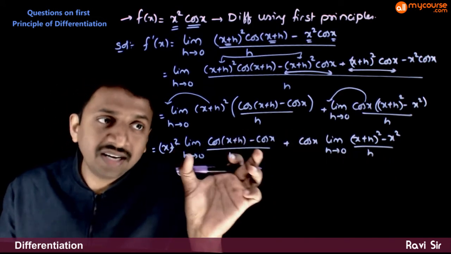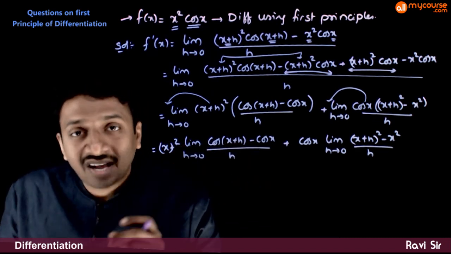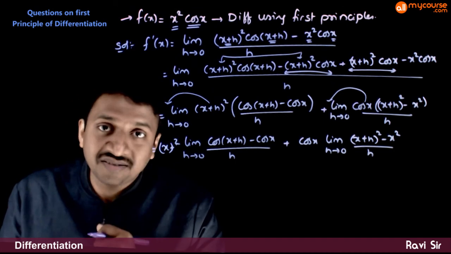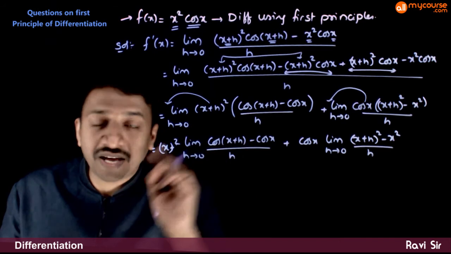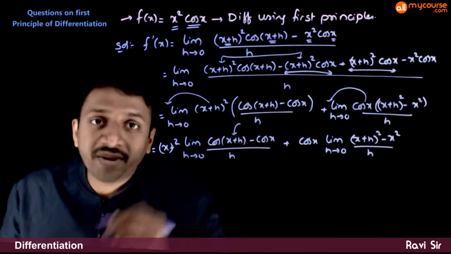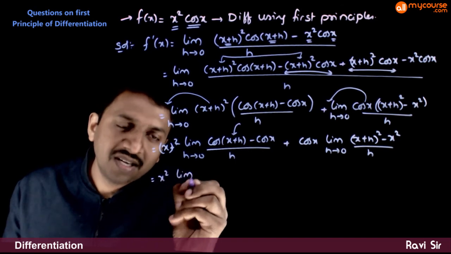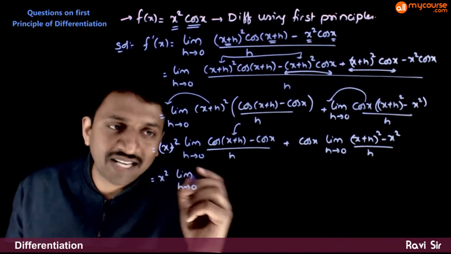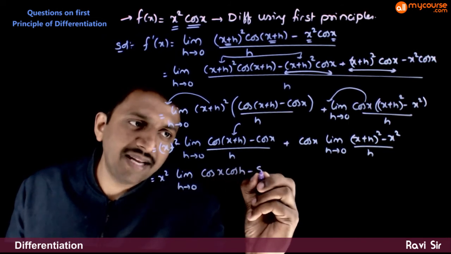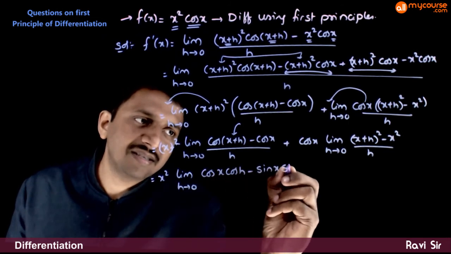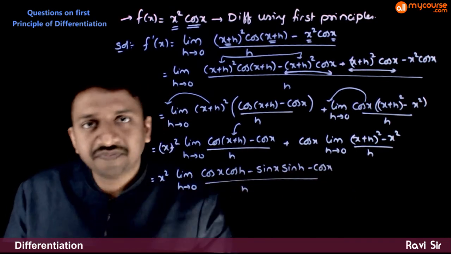This we have already done. So how did we differentiate sin x? So you have cos x plus h minus cos x. So cos x plus h can be expanded. That is equal to x square times limit h tends to 0. What is the expansion of cos x plus h? Cos x cos h minus sin x sin h, minus cos x by h.